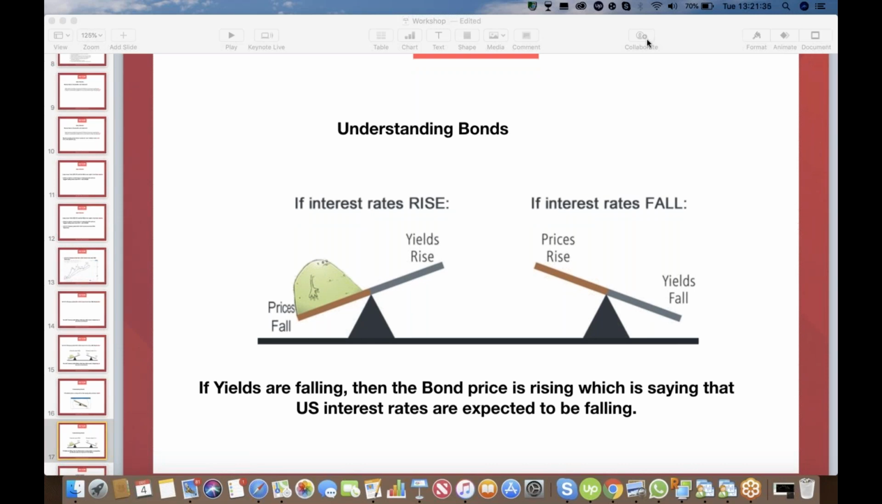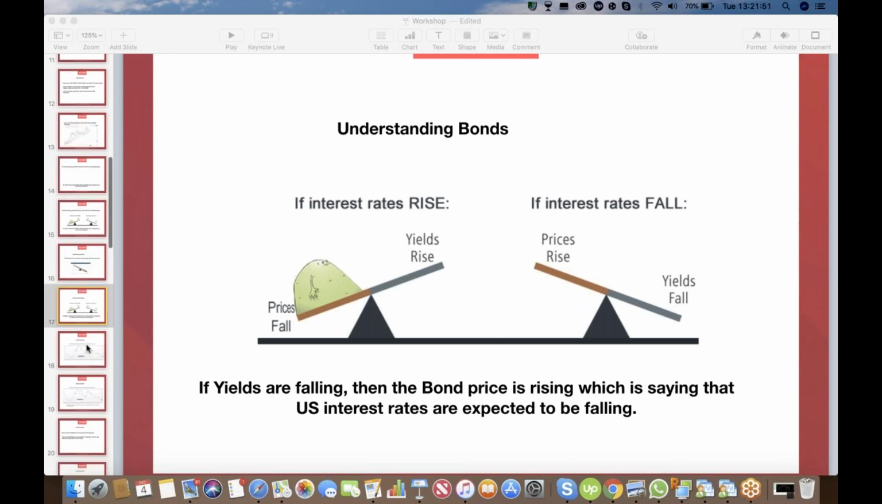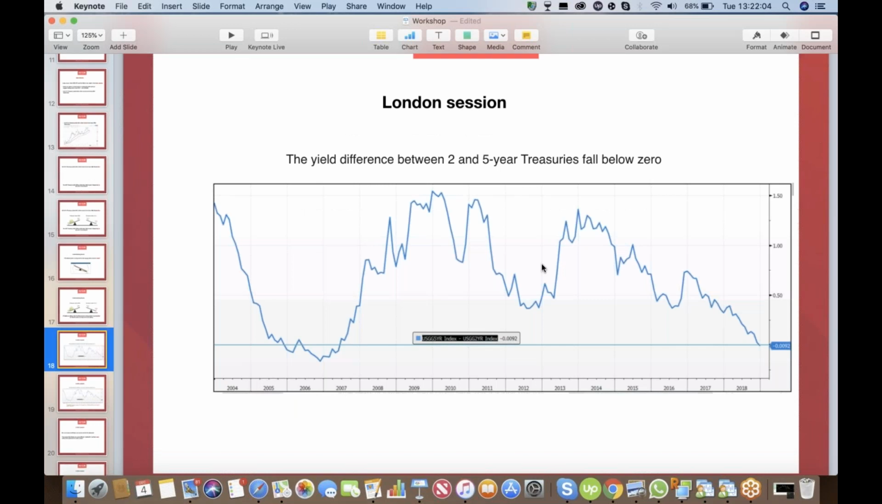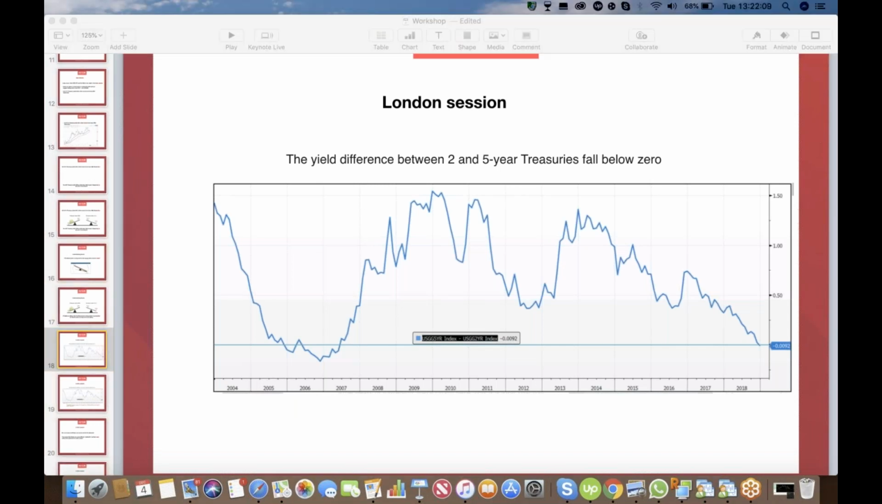So do you start to see why the market is concerned about these 10-year treasury yields falling? Okay, it's indicating that the market's expecting interest rates to fall as well out of the US. Okay, and there was one very important factor that got the market's attention in the Asian and the London session, and it's been a big driver all morning. And it's basically this. It's basically something that's been reported about all year. And again, bonds can be quite tricky at first, so don't worry if you don't get it.